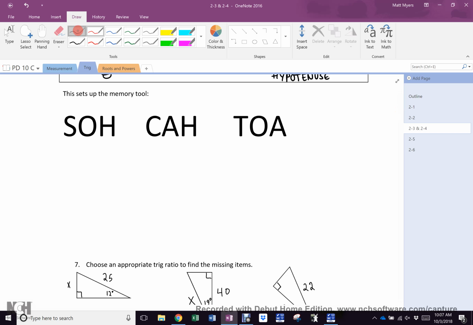All right, so S stands for sine. O stands for opposite. H stands for hypotenuse. Sine goes with opposite and hypotenuse. Cos goes with adjacent and hypotenuse. And tan goes with opposite and adjacent. Now, why would I leave this much white space here, you ask?